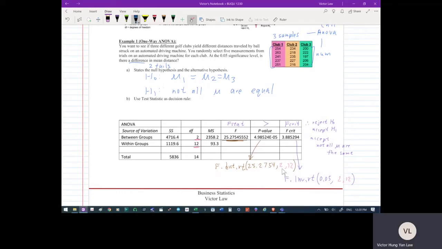So degrees of freedom 1 is your 2. That's your degrees of freedom for between groups. Degrees of freedom 2 is your 12. This is your degrees of freedom for within groups. Once you plug that into Excel, you're going to get the p-value.